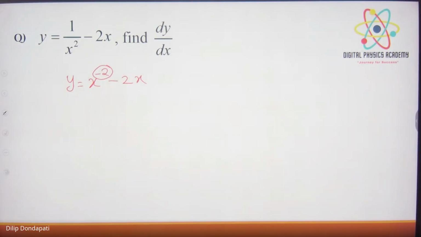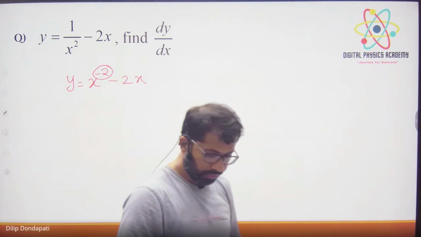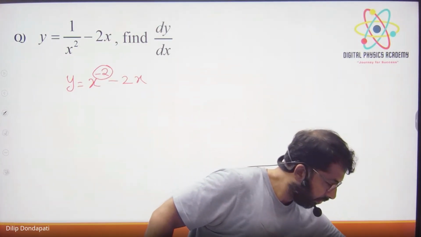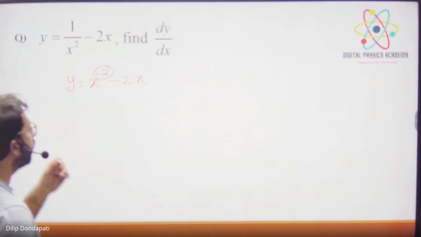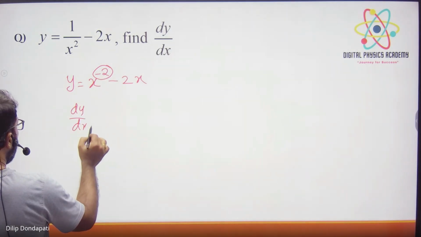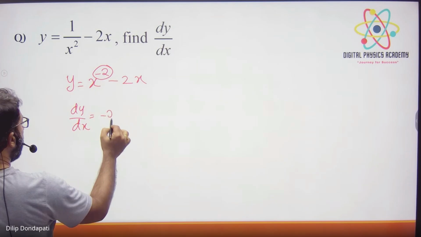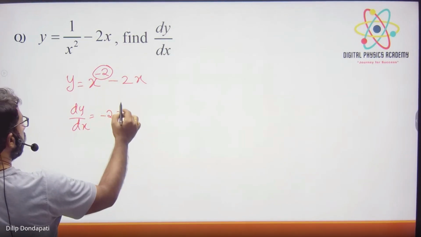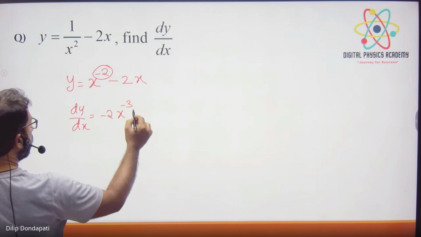Go ahead and do it. How much did you get? -2x raised to -3 -2. So dy by dx is n into x power n minus 1. So -3, and differentiation of -2x is -2.